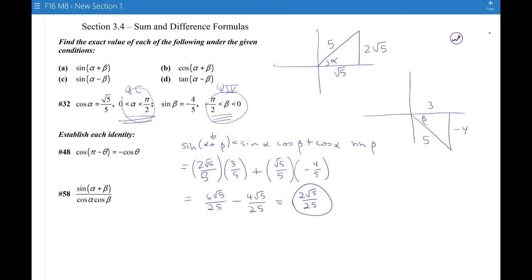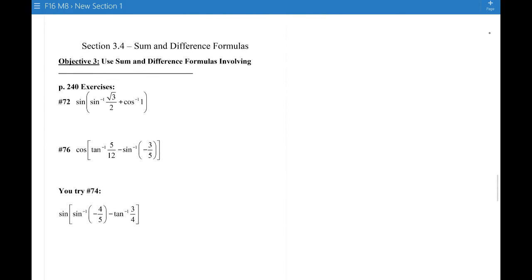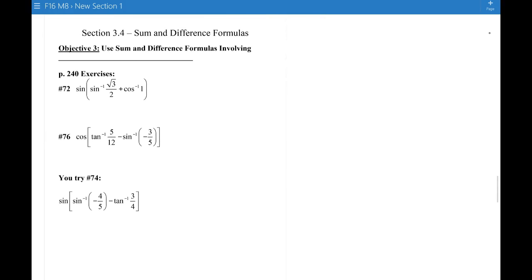I never did need to figure out what the angle was in order to figure out the sine of the sum of the two angles. So we're going to establish some identities also, and that's going to be a matter of using these formulas. So I'm going to let you work on those. And then let's work on the sum and difference formulas involving inverse trig functions, because those can be tricky.